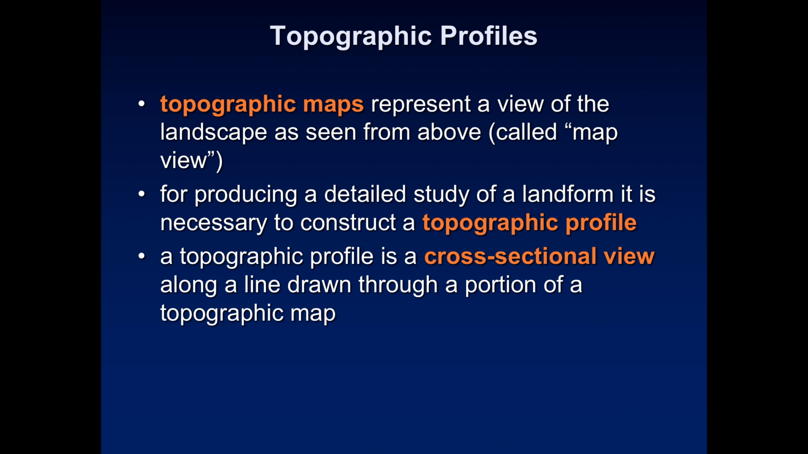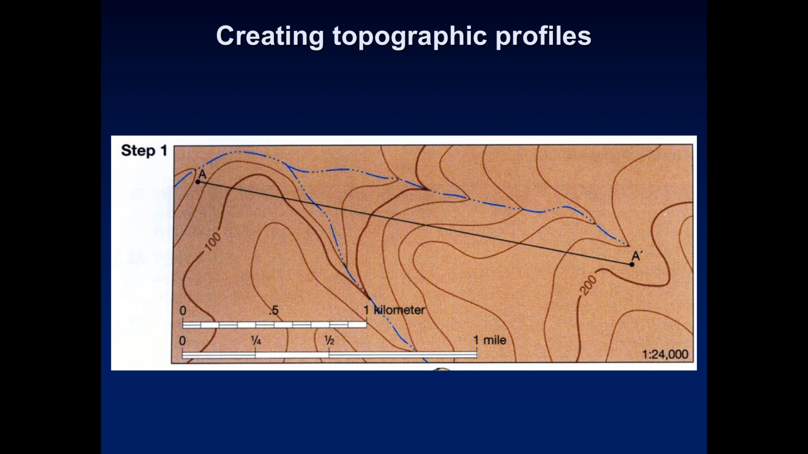Map view versus cross-sectional. So map, like you're a bird looking down on things. Cross-section is the slice, you're looking at the side view. All right, and so a topographic profile is looking at that side view.